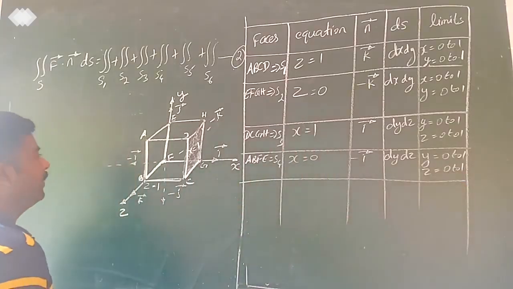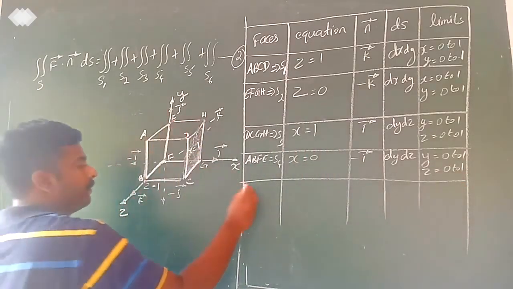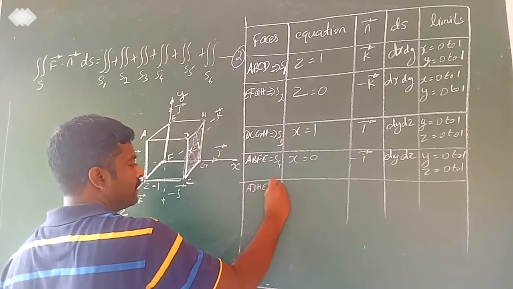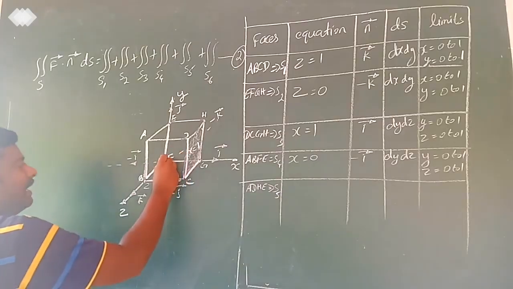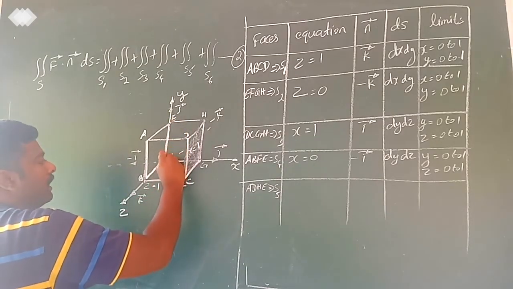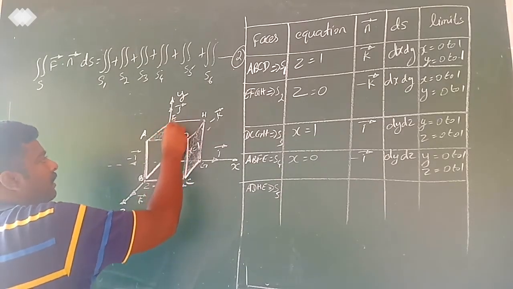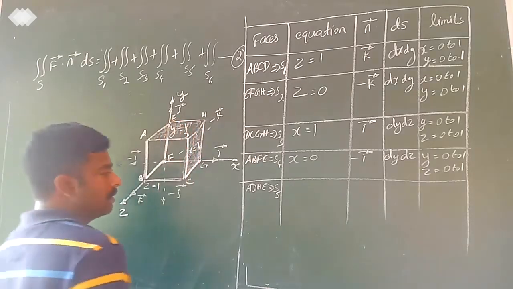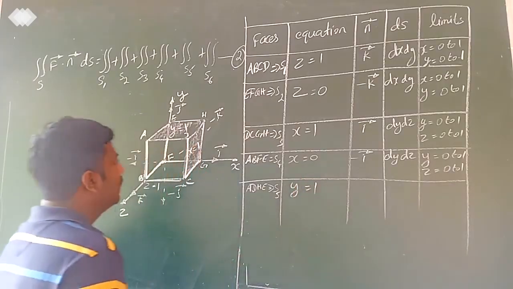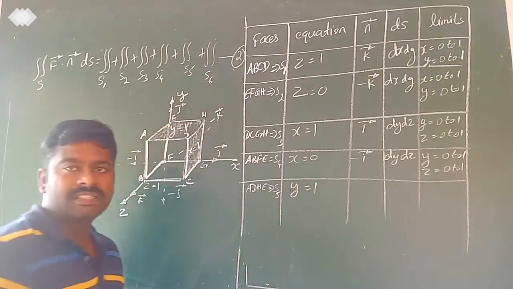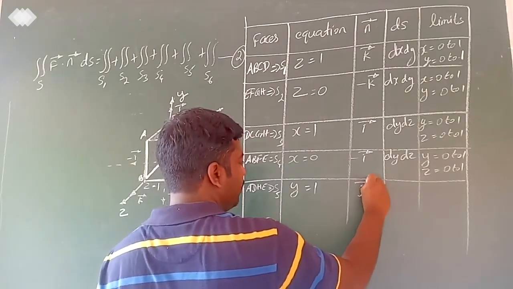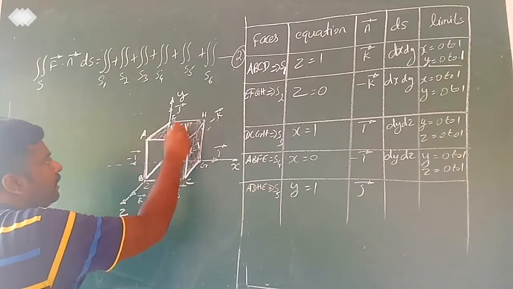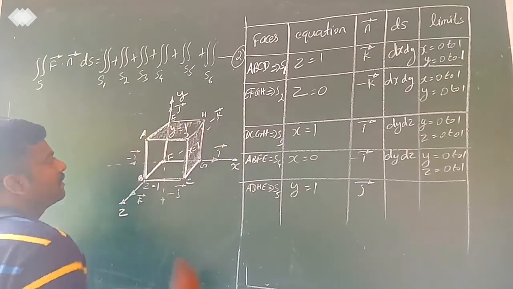And next phase, upper phase ADHE, is S5. And here y equal to 1. The equation: this upper phase is at y equal to 1. So therefore y equal to 1 and in y-axis the direction is j vector. Therefore this one is j vector. And here ds, that is the surface area, is in z-axis and x-axis.